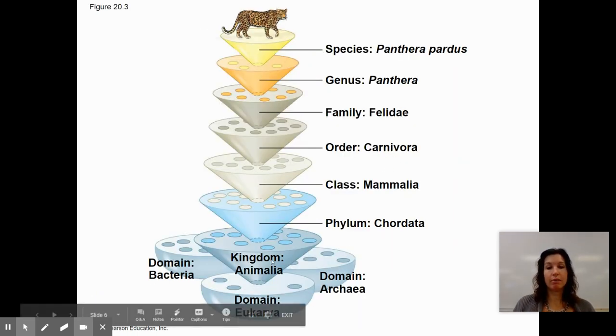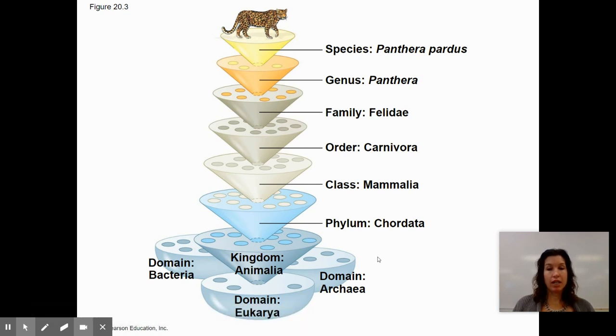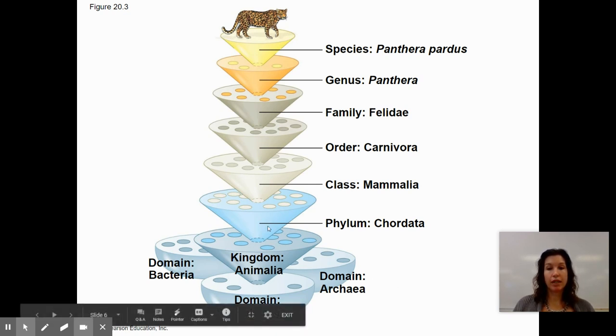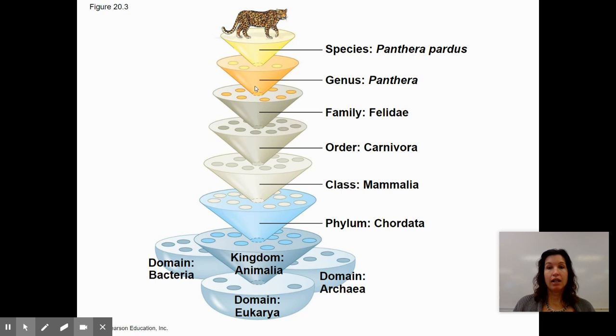So here's an example. Down here, this is broad going up to specific. So down here would be the domain of Eukarya, and then kingdom Animalia, phylum Chordata, class Mammalia, order Carnivora, family Felidae, genus Panthera, and then this is Panthera pardus. So one species here, there would be all eukaryotic organisms would be in Eukarya, and then kingdom Animalia, all animals. So as you go up in this instance, it gets more narrow until we're talking about one individual organism.